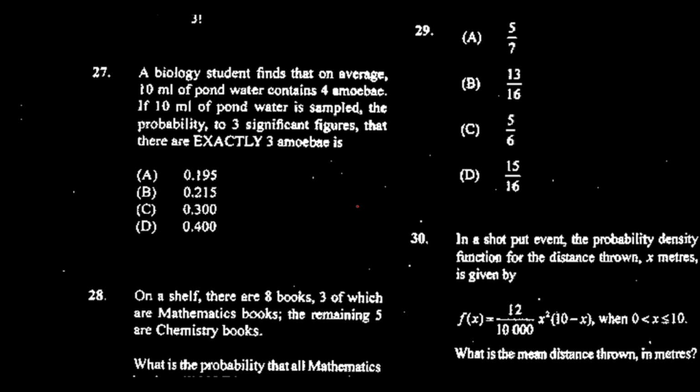So the next one says a biology student finds that on average 10 milliliters of pond contains 4 amoebae. Now, from the word average, I already know this has to be a Poisson, because it's talking about an average in a particular time or space, and in this particular one it is space. The space here being 10 milliliters of a pond.